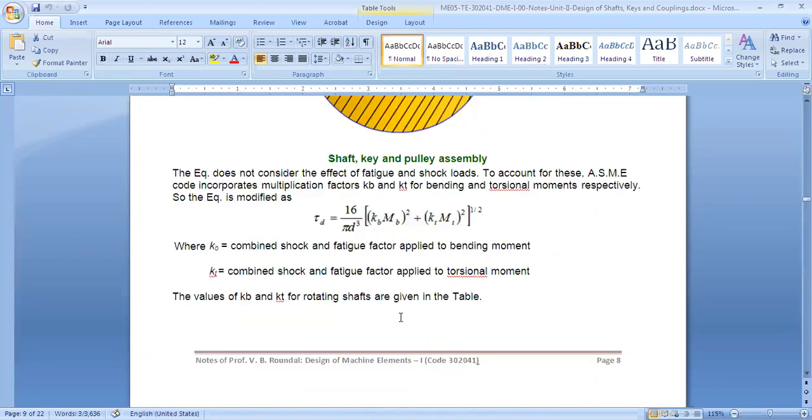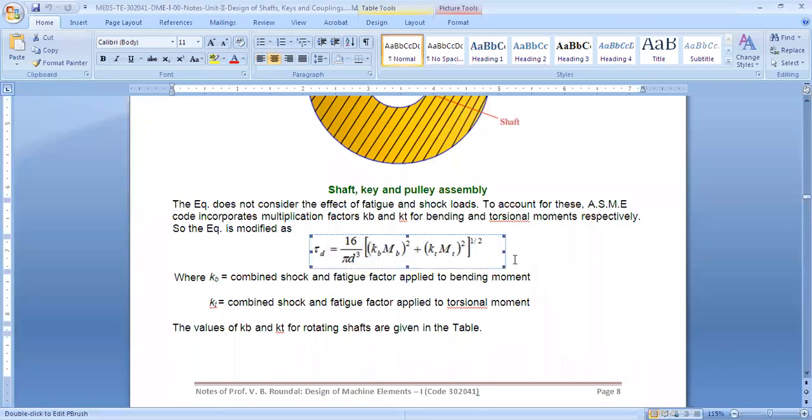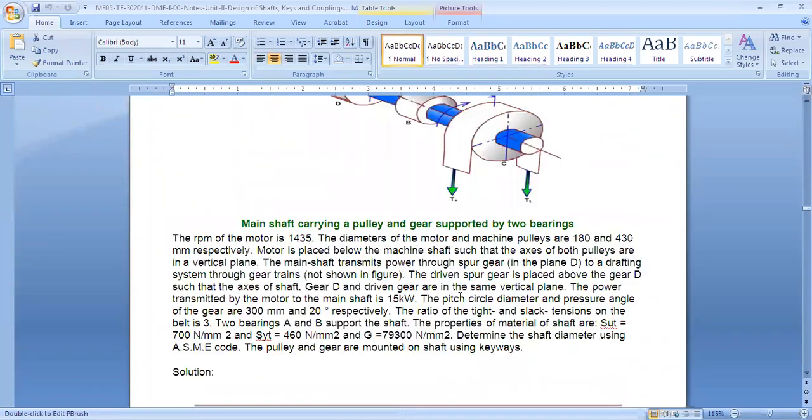Now we have to use this example. The allowable stress we can find out from 0.3 SYT and 0.18 SUT, which gives the allowable shear stress. We have to find out the diameter. The KB and KT we will use as per the application. The twisting moment is the torque, which we can find out from the power. Finding the bending moment is the most difficult part, and we will try to do that. That is the main important part of this problem.